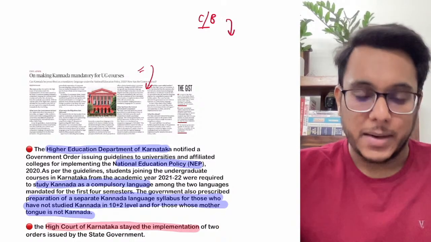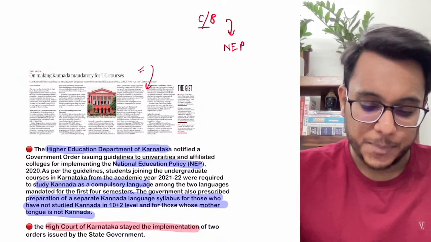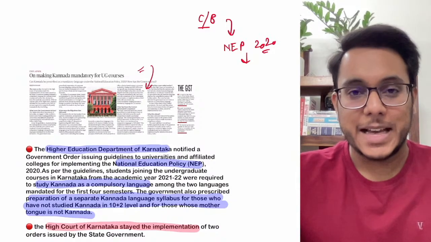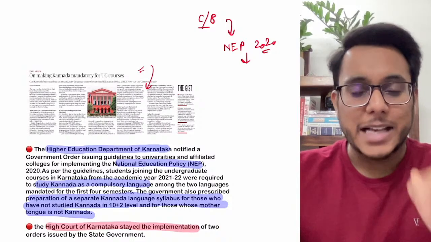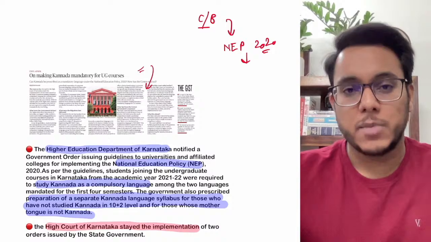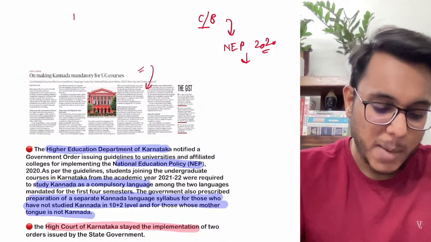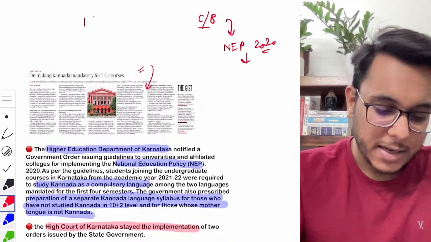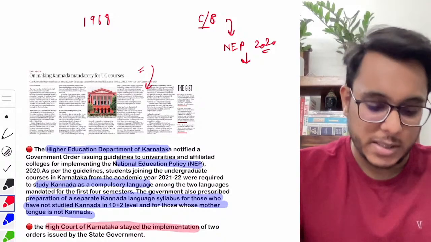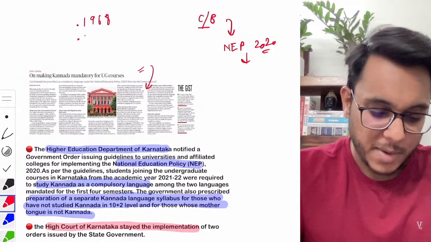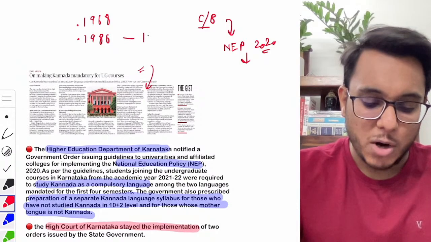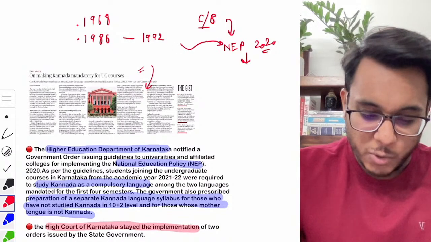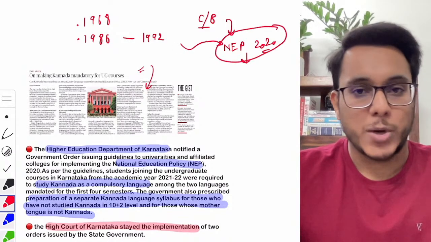So see what has happened. The New Education Policy 2020 came. It was the biggest education reform that came in India in the last 34 years. As of today, we have had three education policies. The first education policy came in 1968, the first National Education Policy. Then the second National Education Policy came in 1986. It got amended in 1992. And the third education policy came in 2020, which we call the National Education Policy 2020.